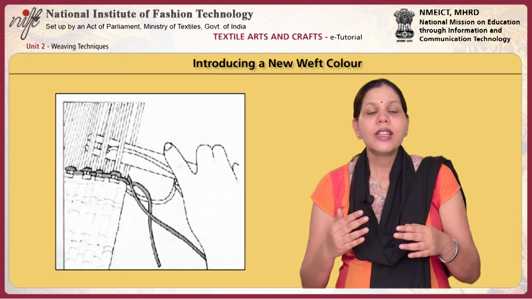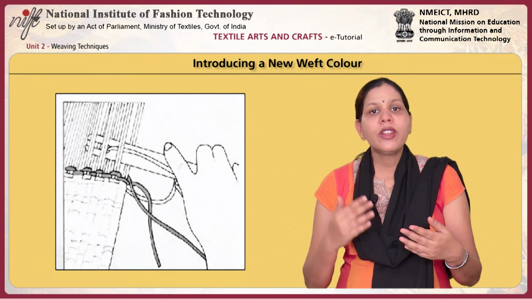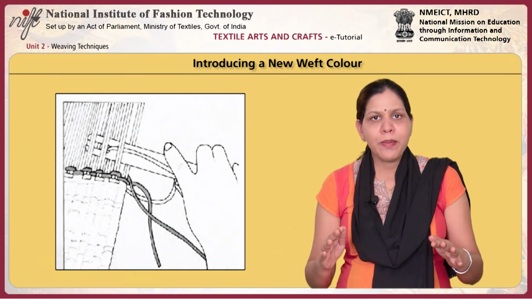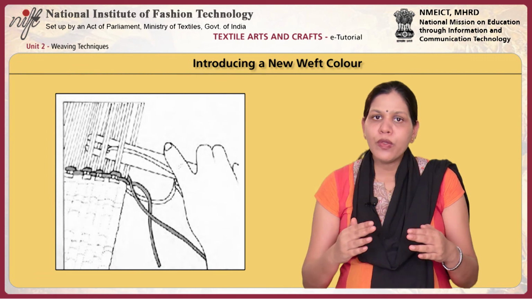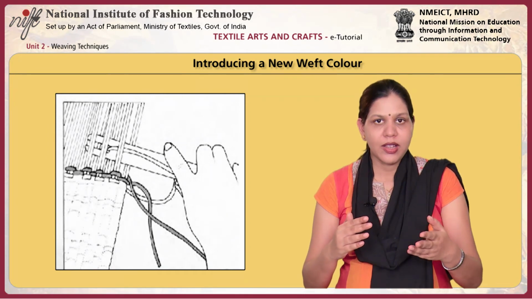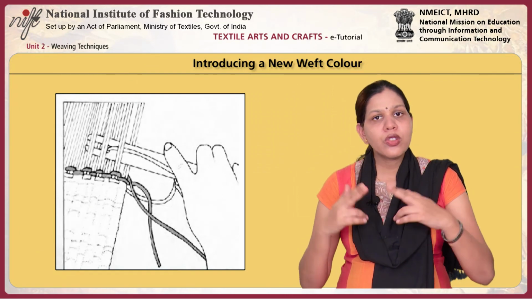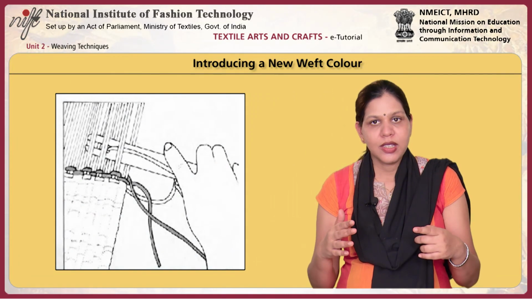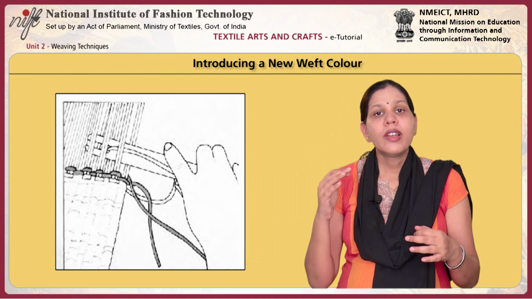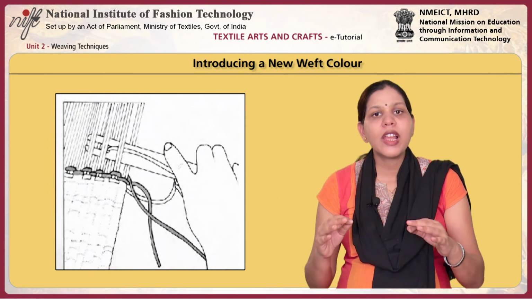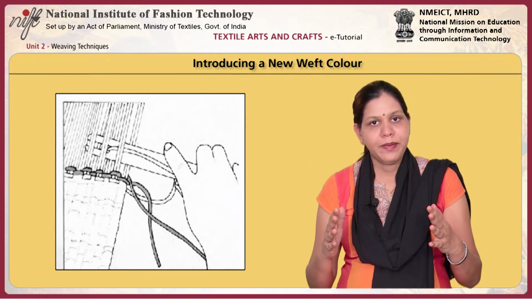A new color can be introduced during the course of weaving at any point by adding a new weft in the second shuttle stick. Care must be taken to interlock those loose strands at the edges. This would ensure neat edges and an effortless weaving process.